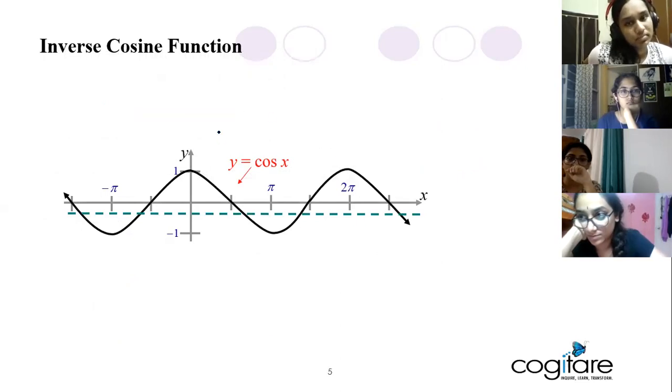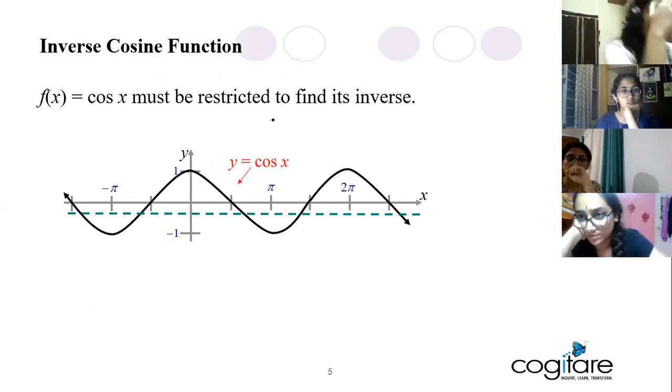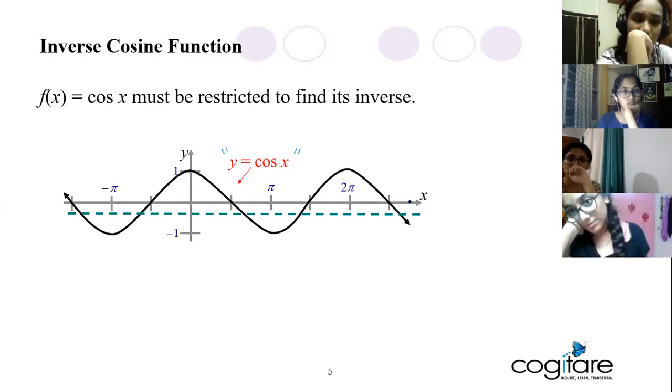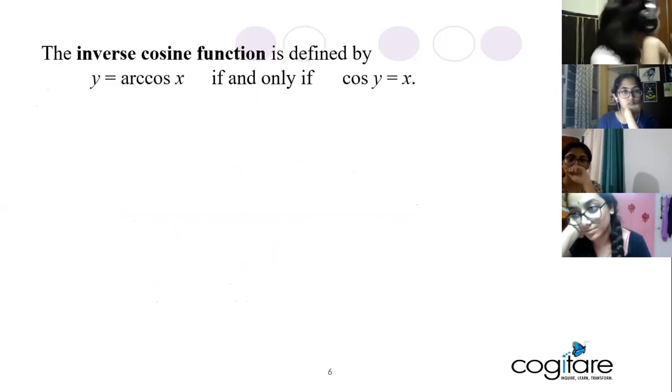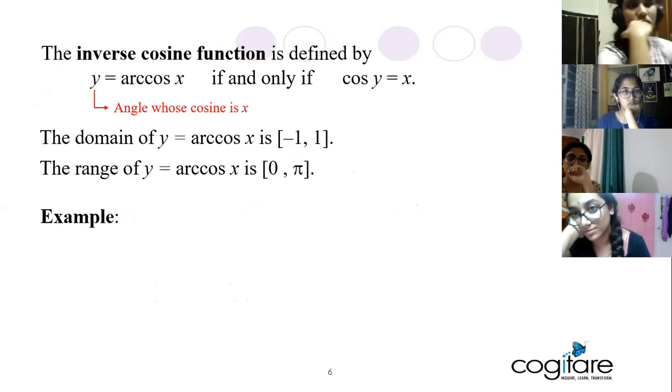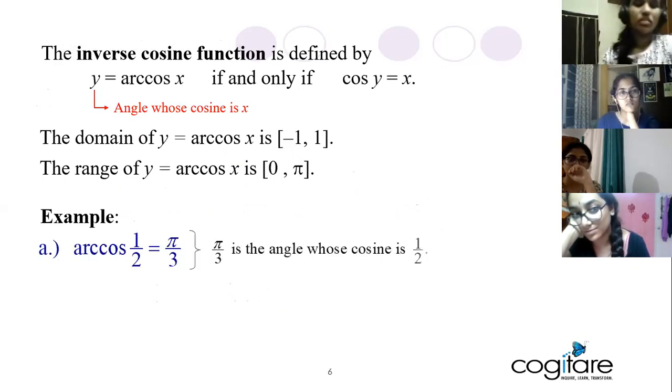So we quickly examine the restriction. Even cos x in an unrestricted domain does not have an inverse because y equals cos x fails the horizontal line test. So here what we do, we define an interval which is 0 to pi for cos x for it to have an inverse. So we say the domain restriction for cos x is 0 to pi. Is it all right, guys?